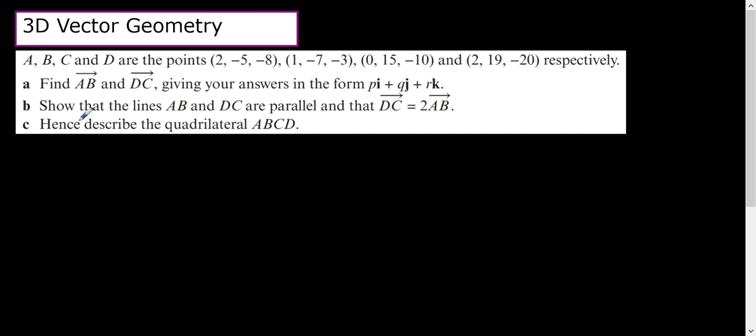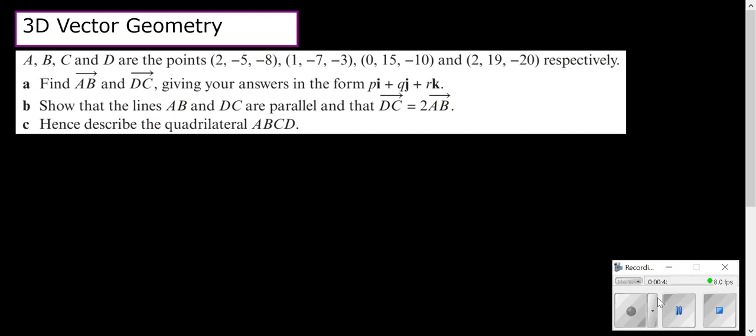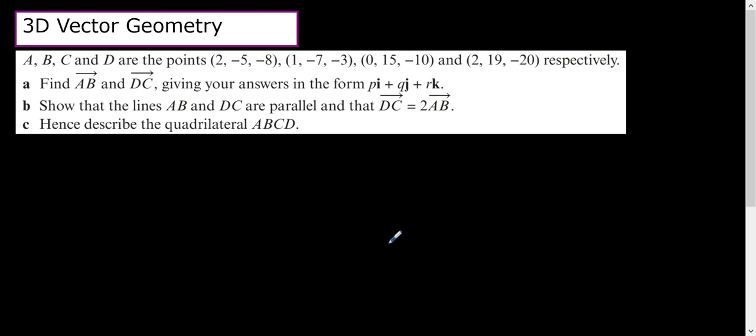So we'll get into this question. We have A, B, C, D are points (2, -5, -8), (1, -7, -3), (0, 15, -10), and (2, 19, -20). Now we're being asked to find AB and DC, and give our answers in this form.